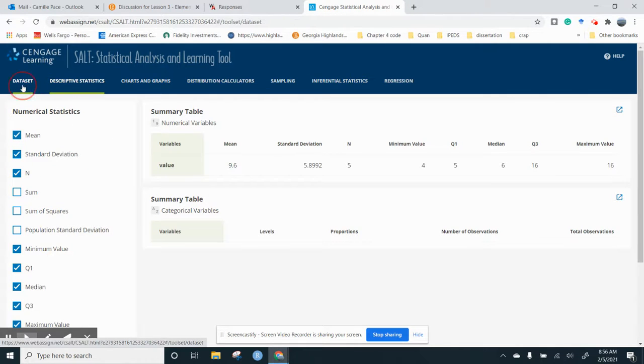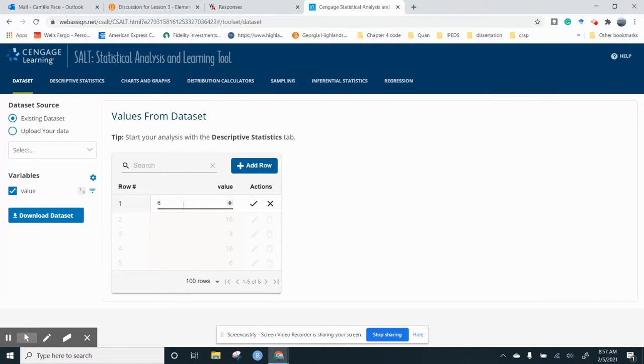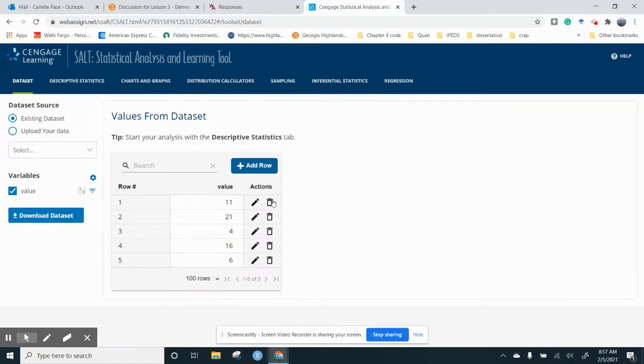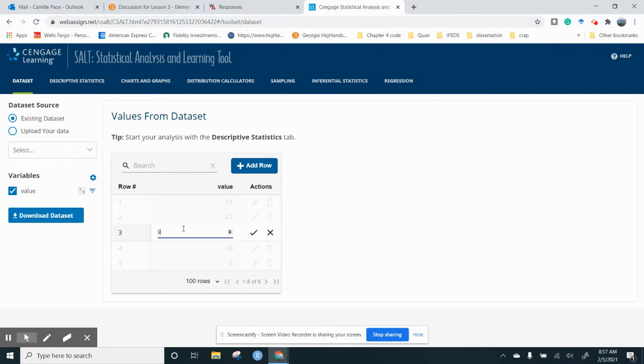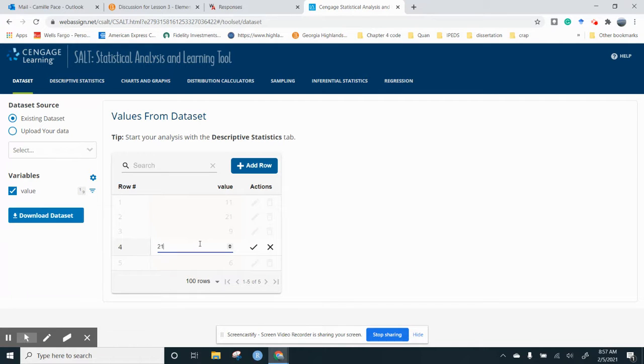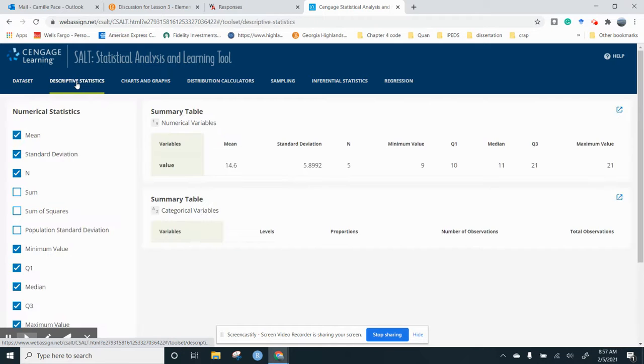So I'm going to go back to my data set. So this becomes 11. This becomes 21. All I'm doing is changing my values, and it even showed me what I needed to do right here because it gives me 11, 21, 9, 21, and 11. Okay, so this becomes 9. This becomes 21. And this becomes 11. Okay, and as long as I do it that way where I do the check mark, it will record it. So then I hit descriptive statistics.